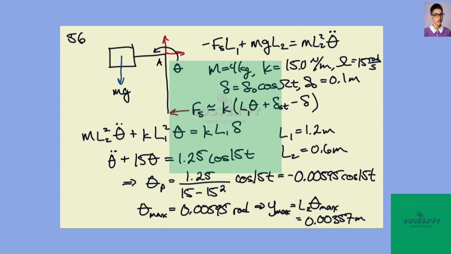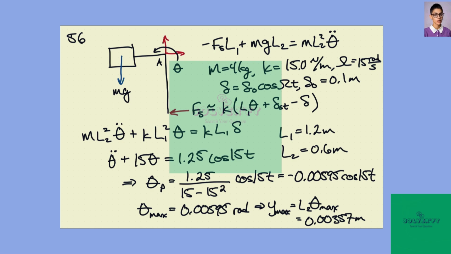So we just take the magnitude of this, because eventually this is going to be multiplied by a negative 1. I said this was meters, this should be radians. And so the amplitude is 0.00595 radians. And they actually wanted the amplitude of the motion of the block.